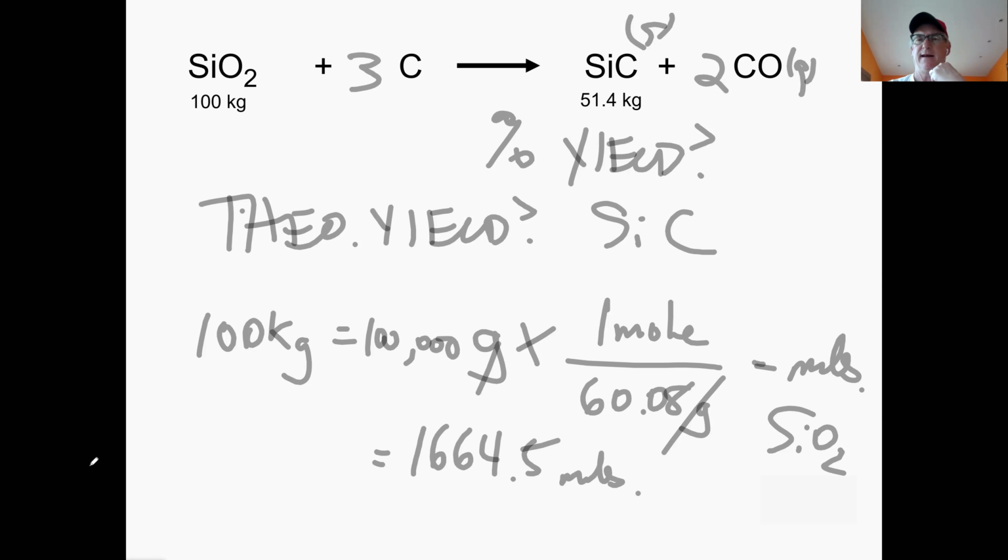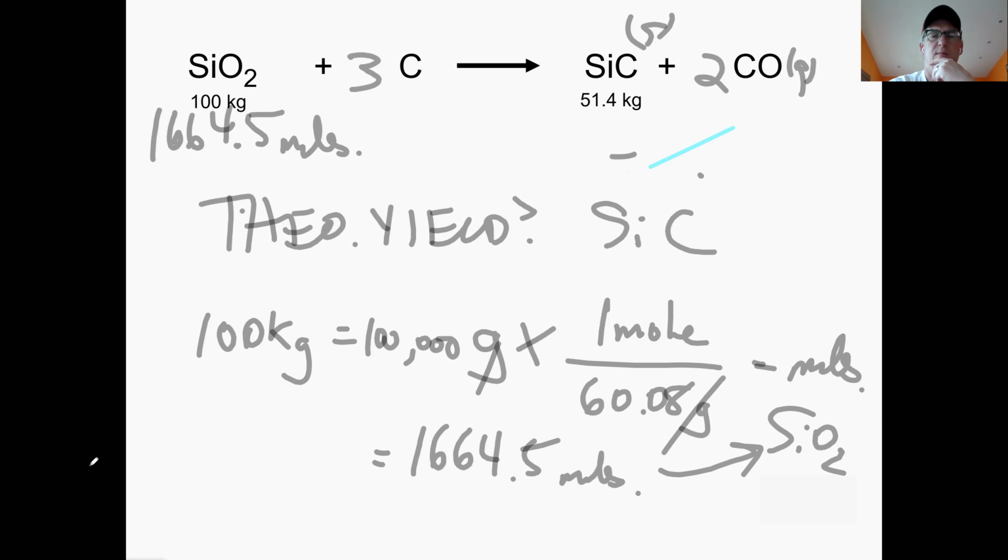How many moles of product are we going to get? So if that's how many moles of silicon dioxide we have, how many moles of silicon carbide do we wind up with? So we have this many moles of silicon dioxide. How many moles of product do we get? The same amount. Why the same amount? Same amount of grams, same amount of what?